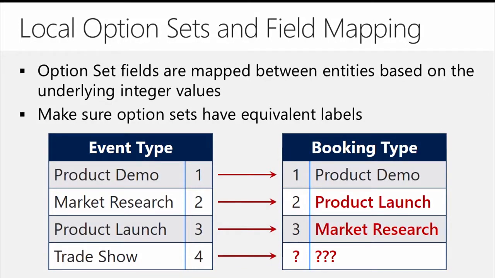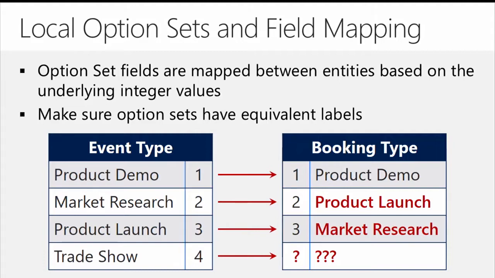So if you think about how you're going to do entity mapping, or if you're going to map fields from one entity to another, this is a very common example. I might have an event type and I might have a booking type. In essence, they're the same type of situation, but I've created them as separate option set values on each individual entity that I'm working with.